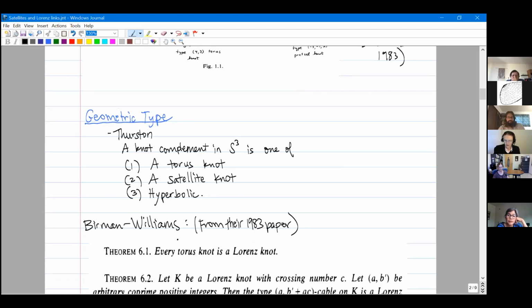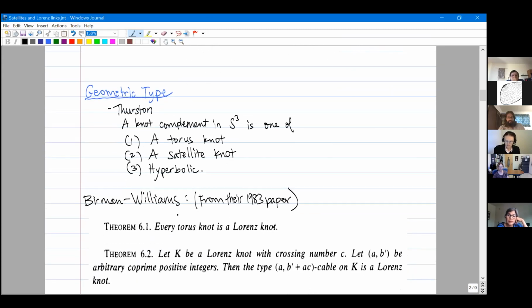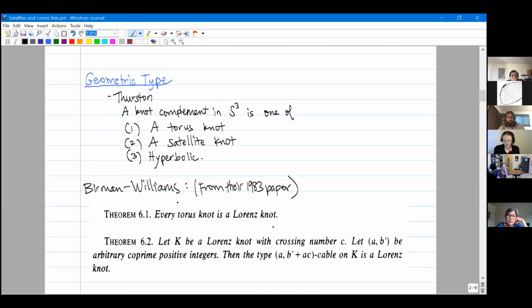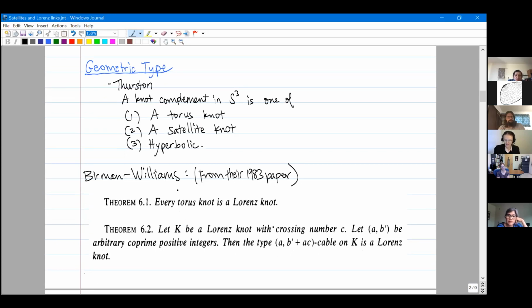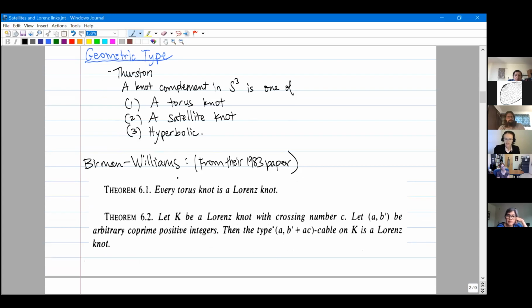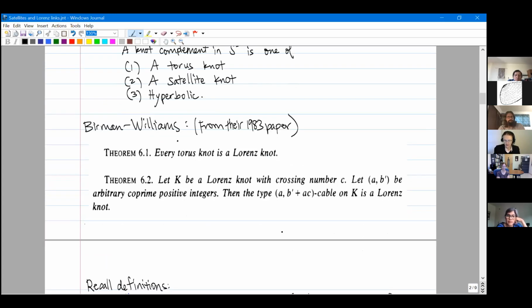And then looking at satellite knots, they were able to find some satellites. They found that if you have a Lorenz knot with crossing number C, and any arbitrary coprime integers, then you can build a satellite that is an (A, prime plus AC) cable on the Lorenz knot. And they did this just by putting a tube in the Lorenz template and sticking this appropriate knot inside the cable.